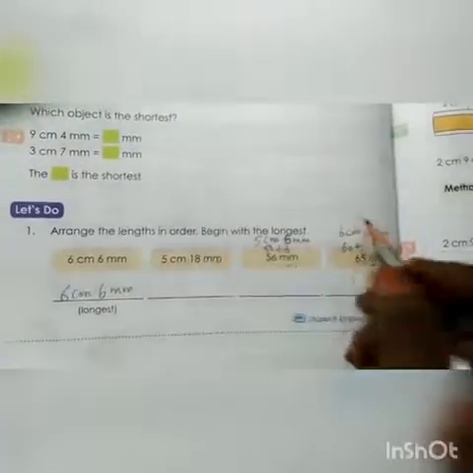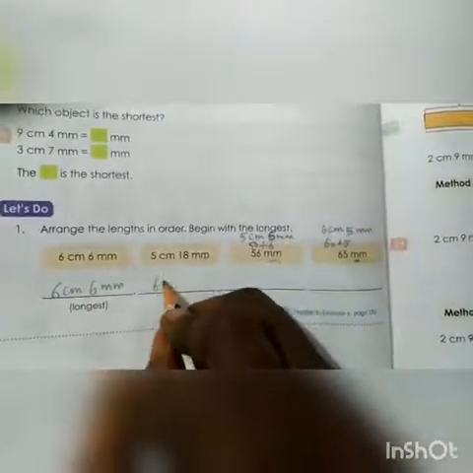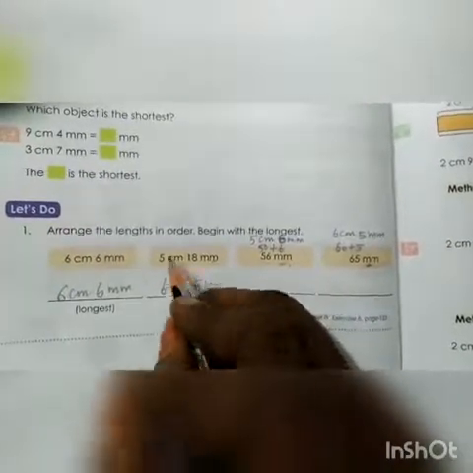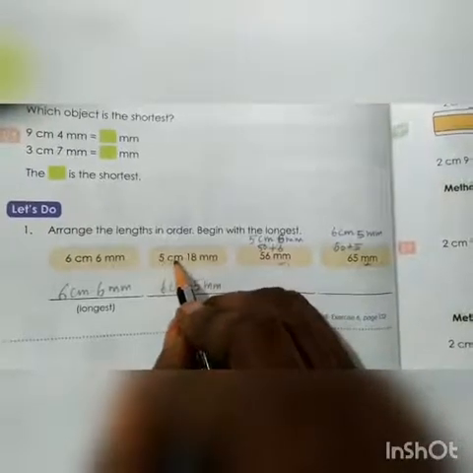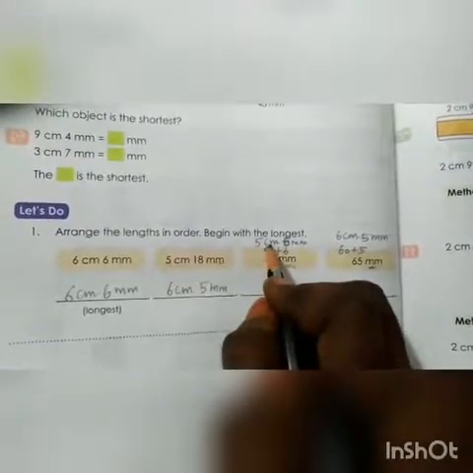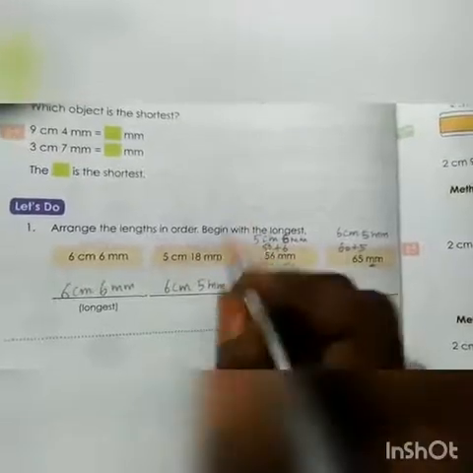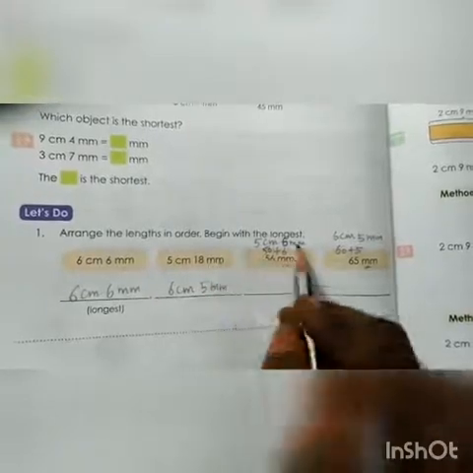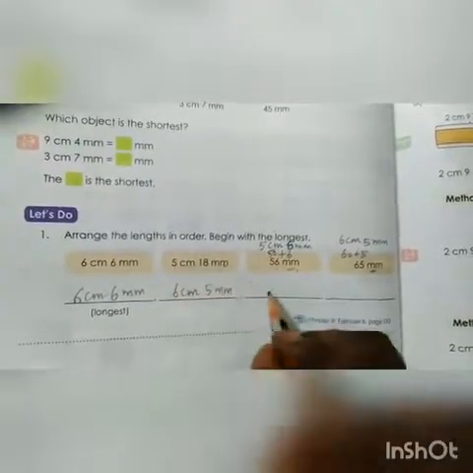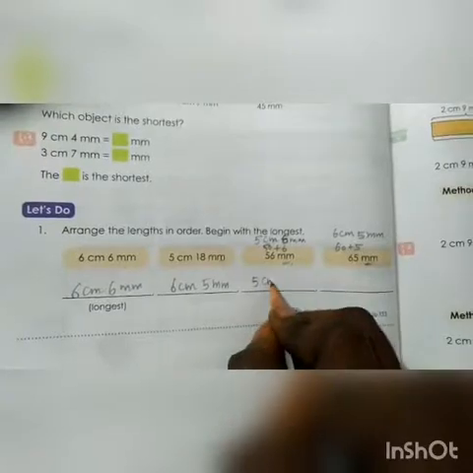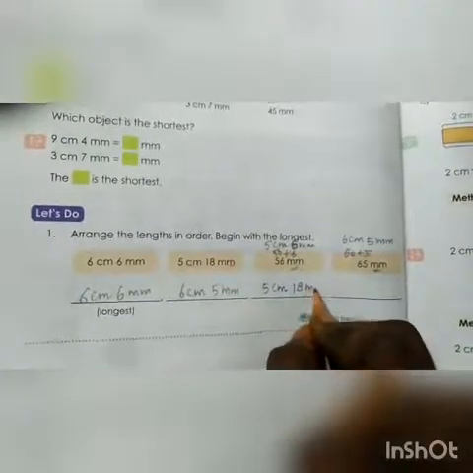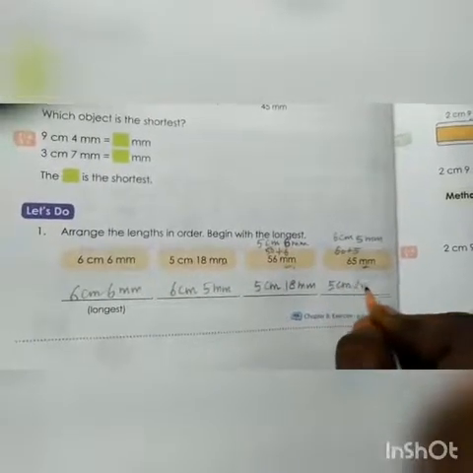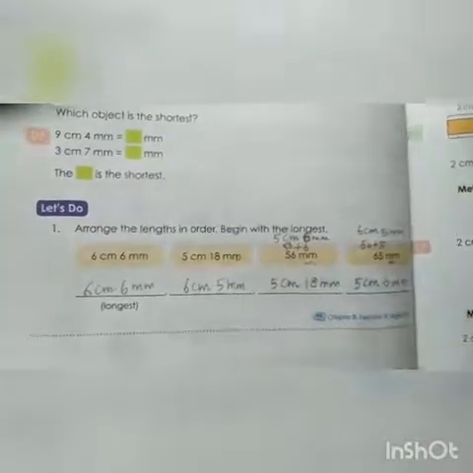Then this is the second one, 6 centimeter 5 millimeter. After these two, we have to move to the next values. Here 5 in centimeter, here also 5 in centimeter. These two are the same, so we have to move to millimeter values. Here 18 millimeter, here 6 millimeter. From these two, which is the longest? 18. So we write the third value as 5 centimeter 18 millimeter. The next is 5 centimeter 6 millimeter. So hope you all understand this.